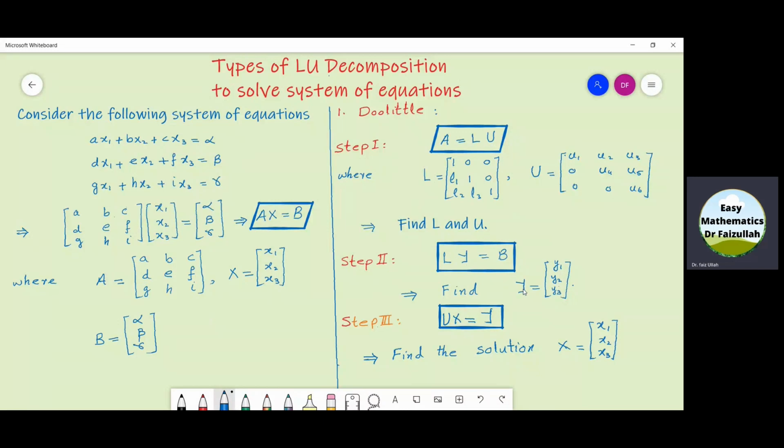Once we get y, we can go to the last step number 3. In the last step, we will solve Ux is equal to y. Now U, we have already obtained it in step 1, and y, we have obtained it in step 2. Putting the values and solving this equation, we can get the required solution x. In other words, we have to find x1, x2, and x3, and that will be the required solution.